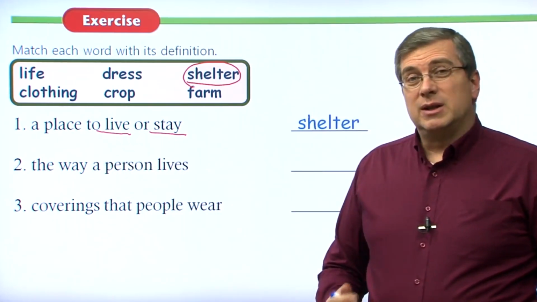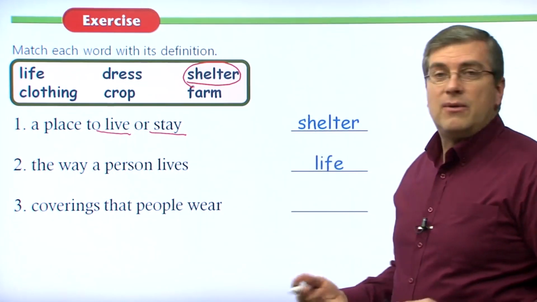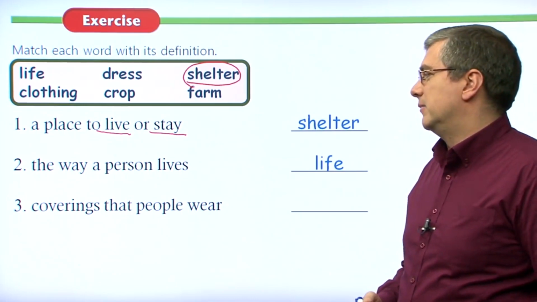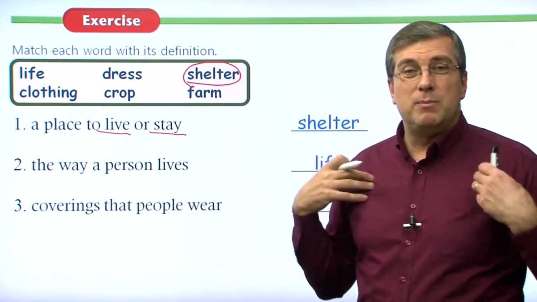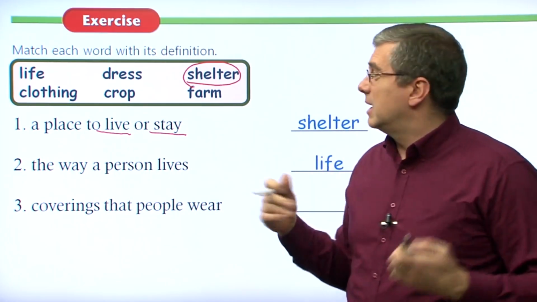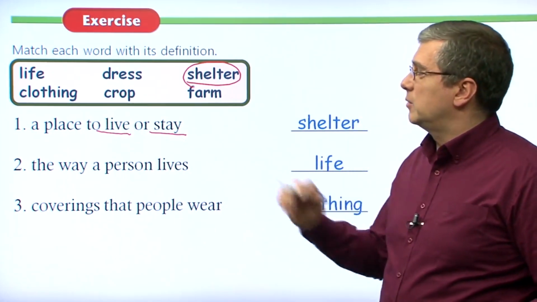Okay. The way a person lives. We talked about that a little bit. That's the life, right? The life of a person or lifestyle of a person is the way that a person lives. Number 3, coverings that people wear. So we put things over our body. We cover our bodies with these things. This is called, of course, clothing. Okay, let's move on to number 4.